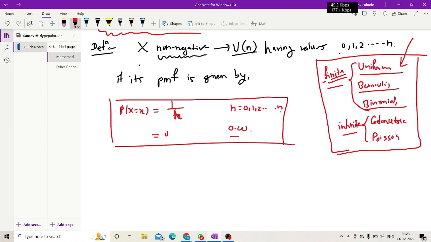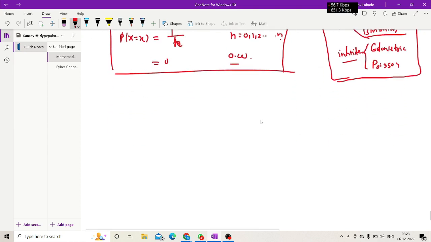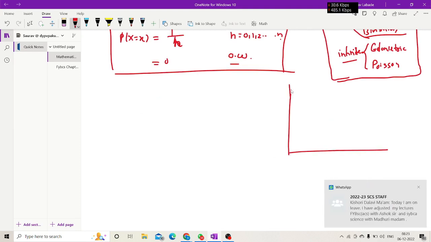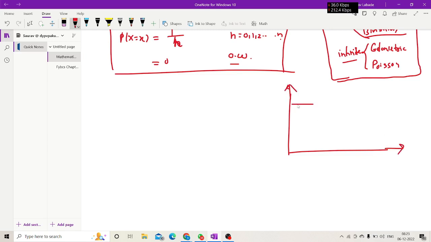Now let's see what the graph of this uniform distribution looks like. You can draw the graph of the uniform distribution like this.